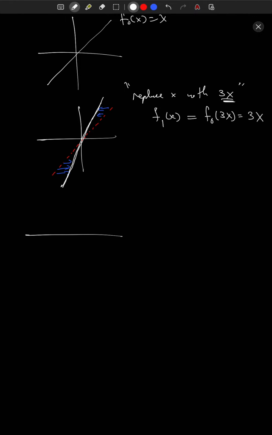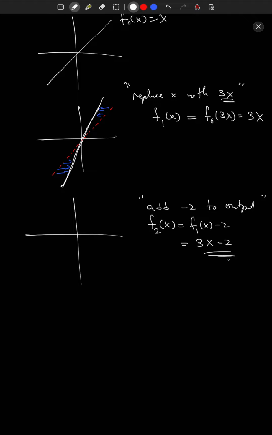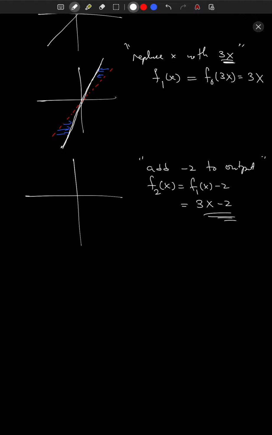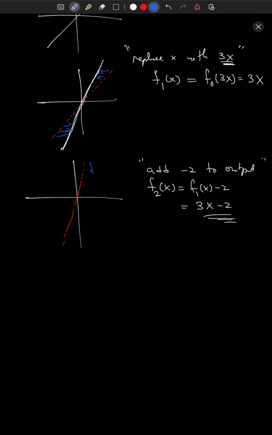And then if I graph the next step, add minus 2 to the output, I would end up with the final function f2 of x equal to f1 of x minus 2. What's f1 of x? It was 3x, so this is 3x minus 2, which is the function that we want to graph. What does that look like? I would take the previous step's function, let me draw that with a red dotted line here, and I would shift it down 2 steps. And so my graph would actually look like that. So this is the graph of f of x equals 3x minus 2.